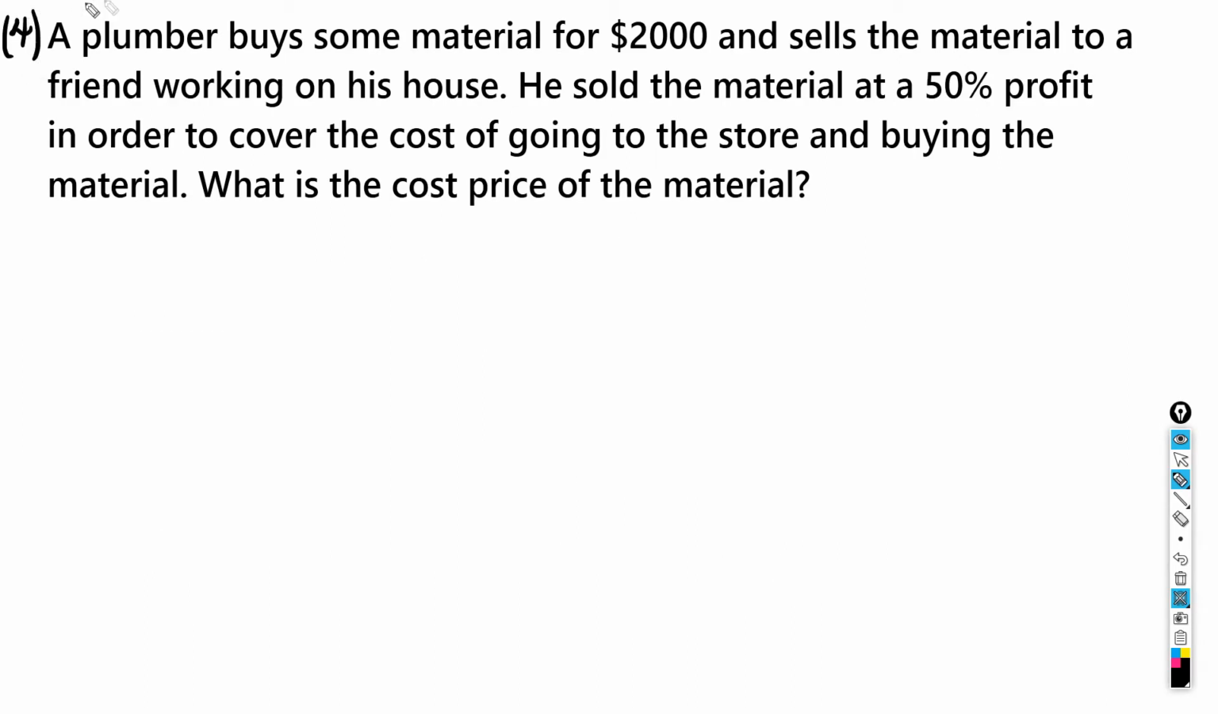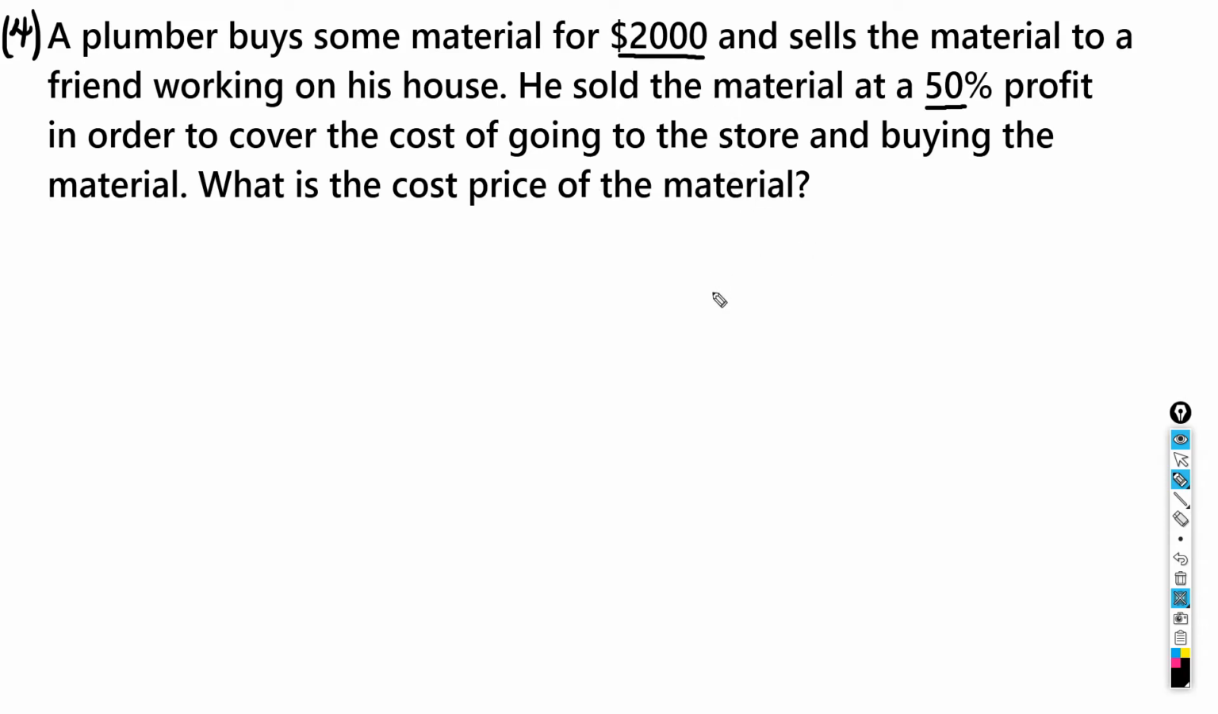All right, guys. So the last question for this section here, and it says a plumber buys some material for $2,000 and sells the material to a friend working on his house. He sold the material at a 50% profit in order to cover the cost of going to the store and buying the material. So it says, what is the cost price of the material? So what did it originally cost, even though you sold it for $2,000? All right.